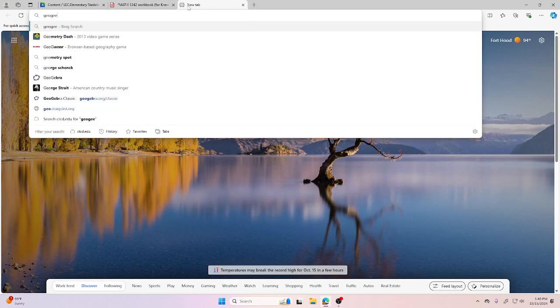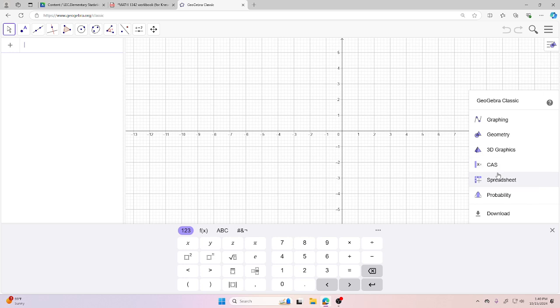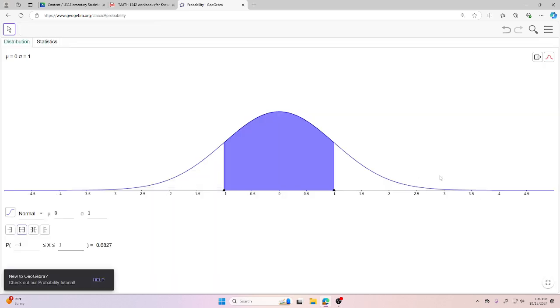So let's do GeoGebra / classic to make it easy. And we're going to go probability, and there it is. Here we are, we're done. Now, just take a look around for a second. There's actually a little bit more here than what you think.